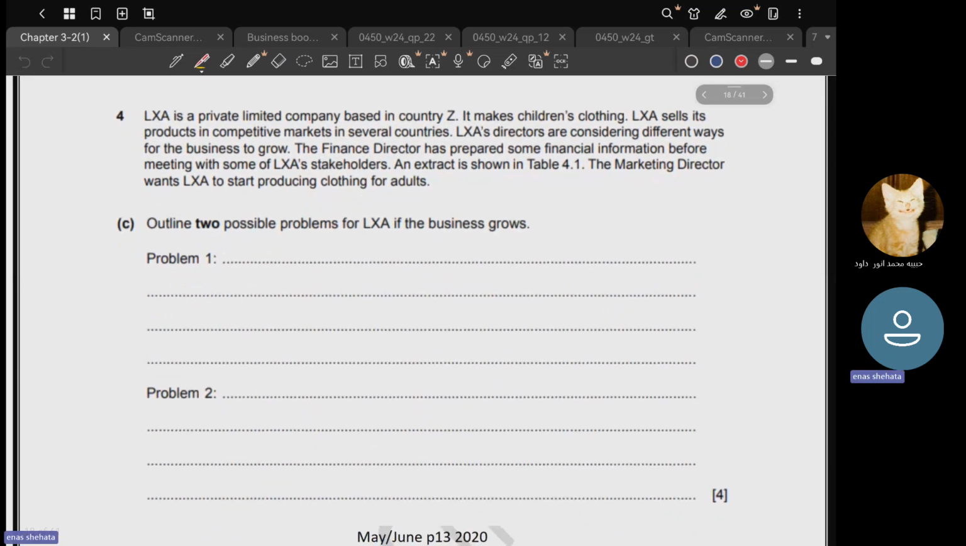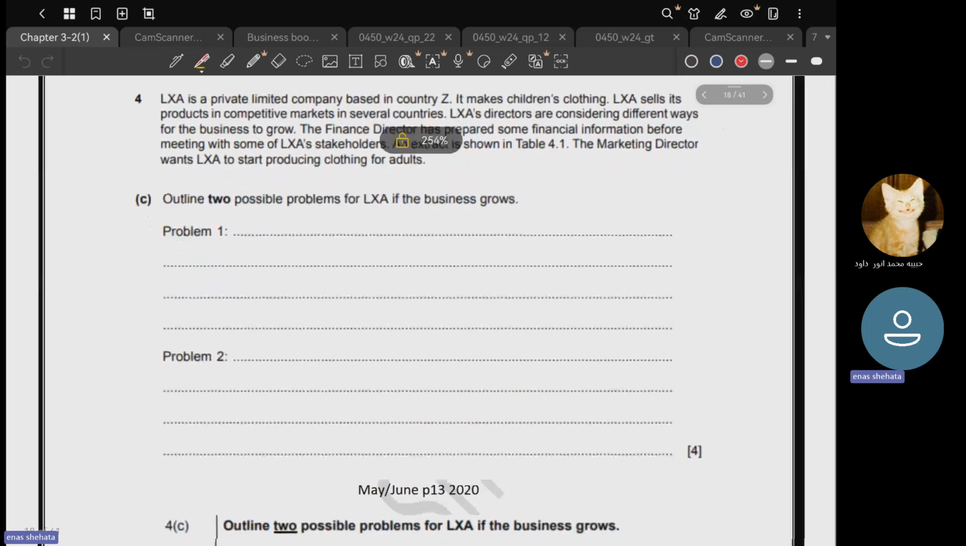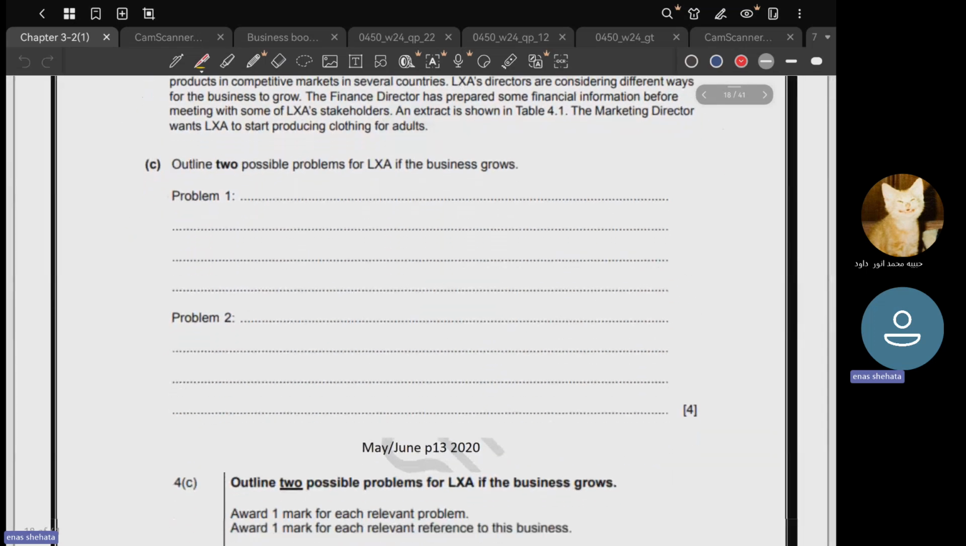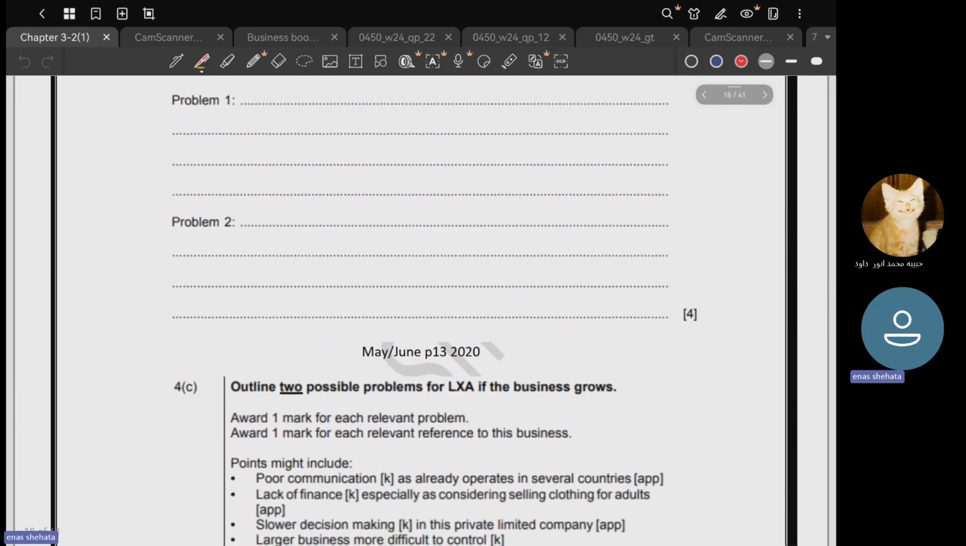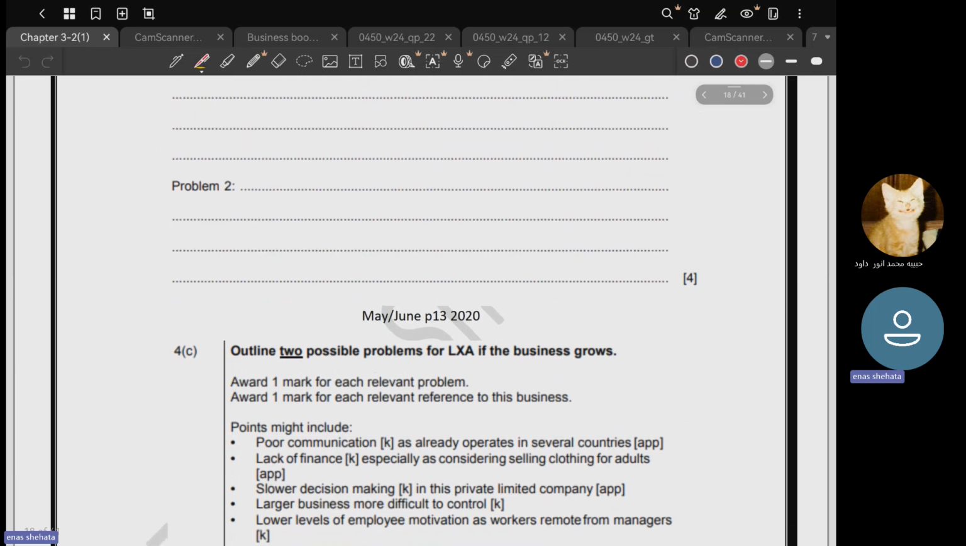ايه البروبلم for business growth؟ احنا قلنا ايه البروبلم بتاعت البيزنس جروث عندنا؟ البروبلمز قلناها. اول بروبلم poor communication، عادي ده اللي احنا قلناه. poor communication, shortage of finance or poor financial plan. البوينت اللي قلناها او lack of finance. slower decision making دي ماشي ما خدناهاش. large business more difficult to control. lower level of employing دي برضه هناخدها later. بس مثلا خلينا نقول poor communication and lack of finance.